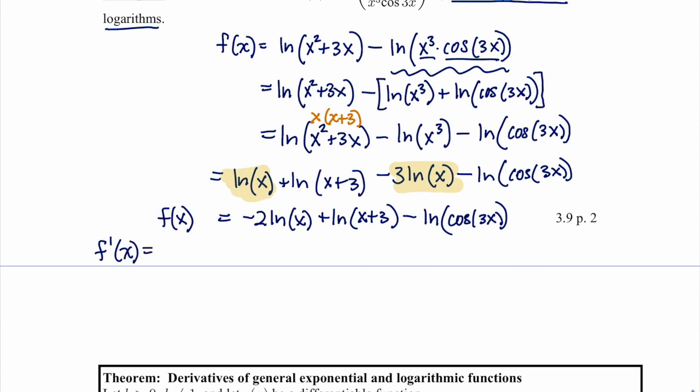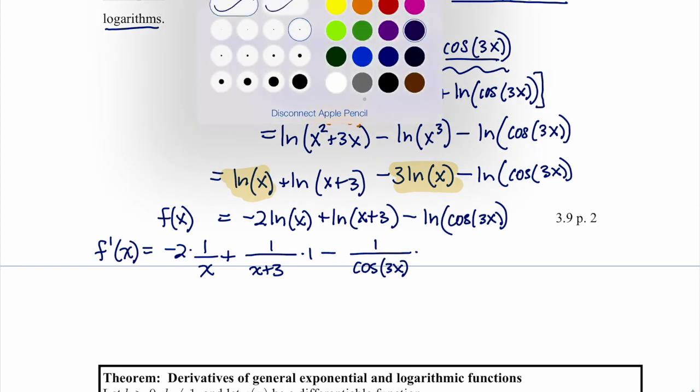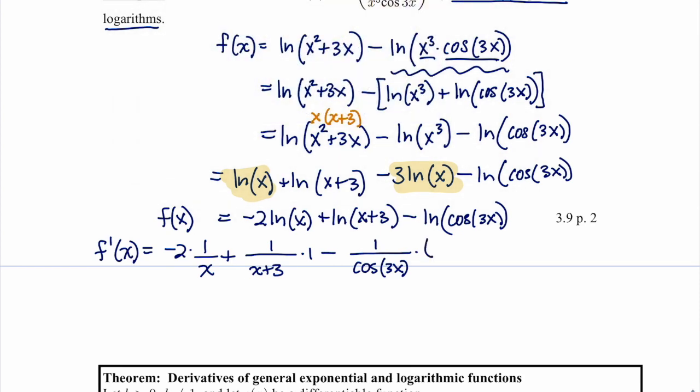We'll say the derivative is going to be, the negative 2 on this first term is just a scalar, so negative 2 times the derivative of natural log of x, which is 1 over x, plus the derivative for natural log of x plus 3, so we would do 1 over x plus 3 times the derivative of x plus 3, which is just 1, minus the derivative for natural log of cosine of 3x, which will be 1 over cosine of 3x times the derivative of cosine of 3x, which is the derivative for cosine first, so negative sine, leave the input alone, and then multiply by the derivative of the input.